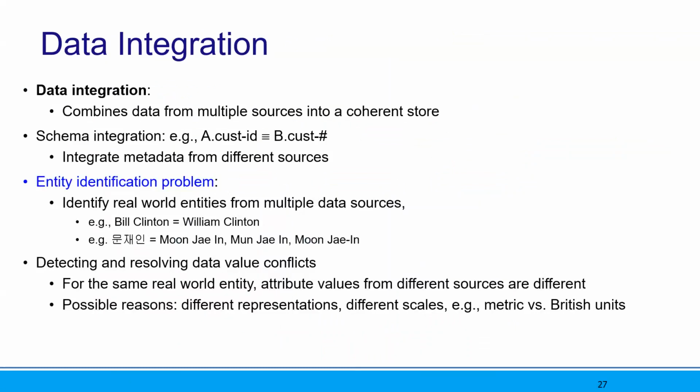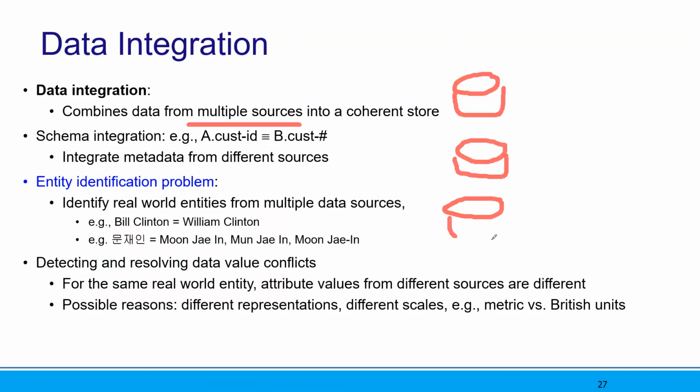Data integration means we want to combine data from multiple sources. So we have one database, we have another database, we have another database, and we want to combine them into one single database. So we call this data integration.